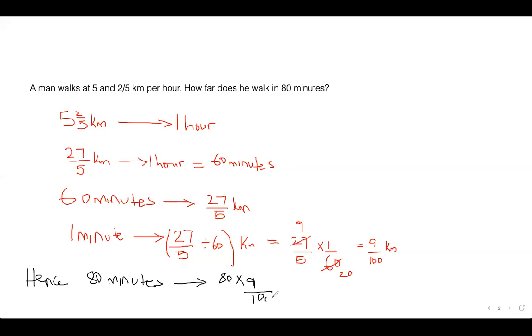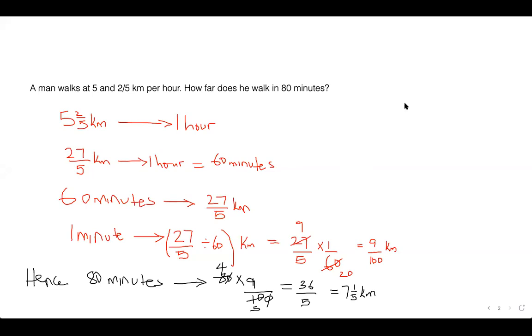Okay? Then you cancel a zero with a zero, 10 and 80, then 10 and 100. Then 8 divided by 2 is 4. Then 10 divided by 2 is 5. Then I multiplied 4 times 9, I got 36. So I wrote 36 out of 5. Then I divided 36 by 5 and I got 7, remainder 1, which is the same as 7 and a fifth. Okay, does that help? Yes, thank you, Charity.